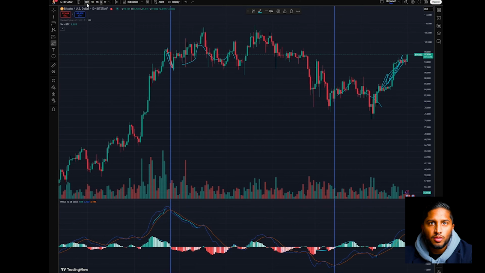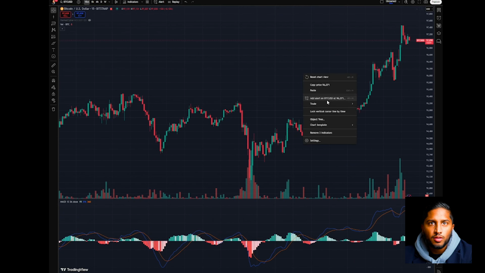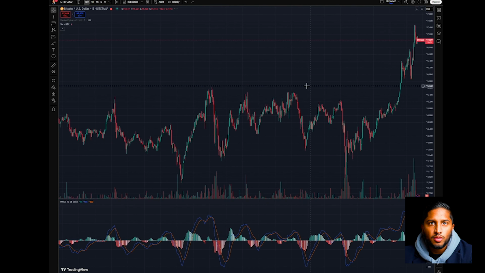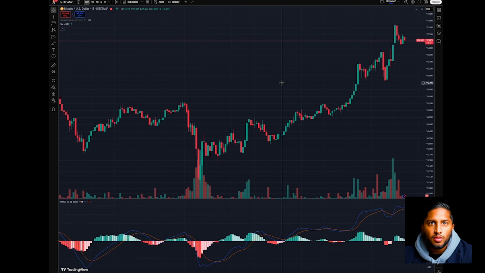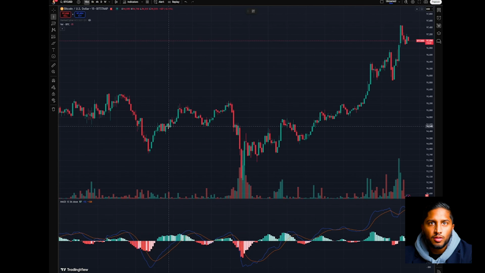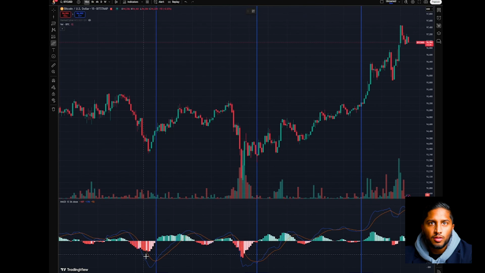Let's look at a shorter time frame. Let's remove the drawings here. Let's reset the chart. All right, now let's take a look at a 15-minute time frame and see what's going on here. Draw some vertical lines. Here's a cross right there. Do another one. It's a significant cross. And let's look at that cross.